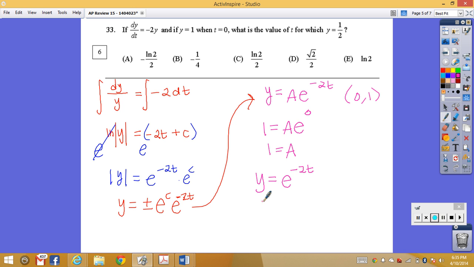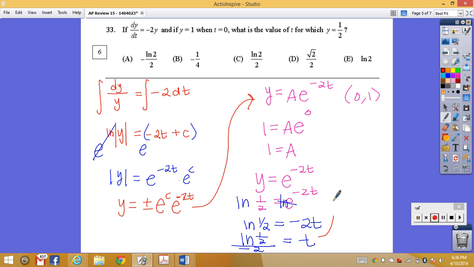And when y is equal to 1/2, I would need to take the ln of both sides to eliminate the e. And t is equal to the ln of 1 over 2 all over negative 2. So that looks like an answer that's not up there. So we got to figure out why our answer is not there.